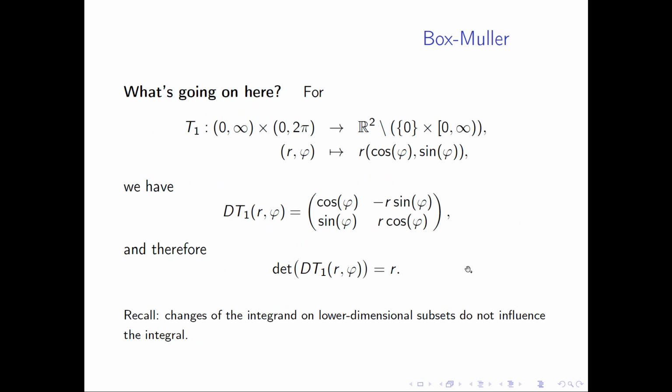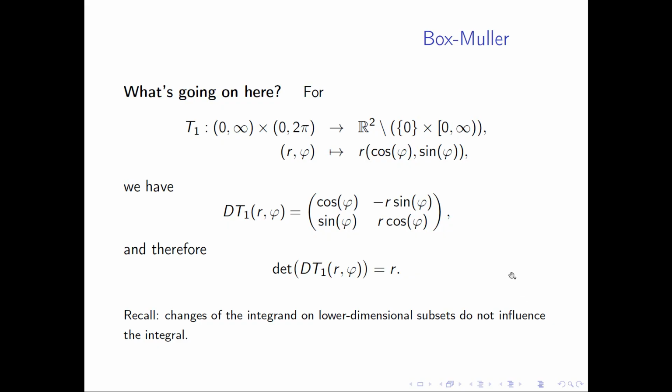Because integral transforms can be a bit messy, let's break it down in a bit more detail. Here is our polar coordinates transform written down again, with open sets and open sets. Here we are missing something from R^2, this line, this strip, but changes of the integrand on lower dimensional subsets do not influence the integral. So this is our T1. We already computed the Jacobi matrix in the previous example, and this is the determinant of the Jacobi matrix.